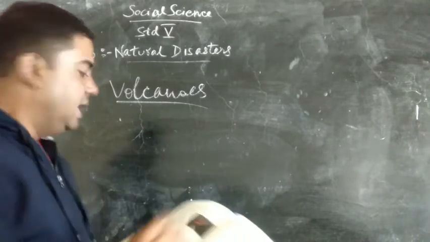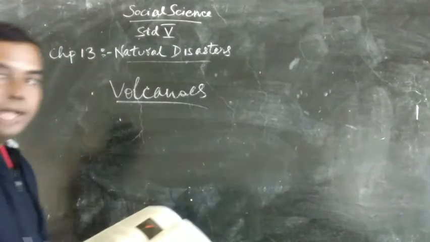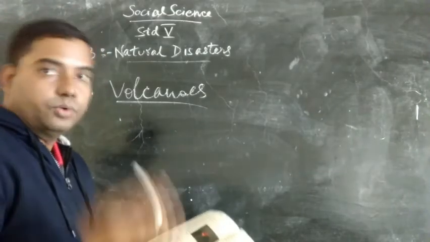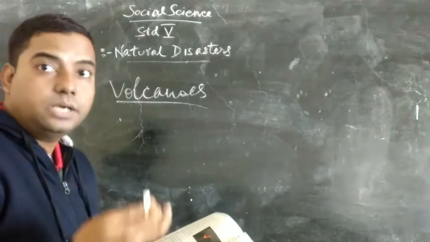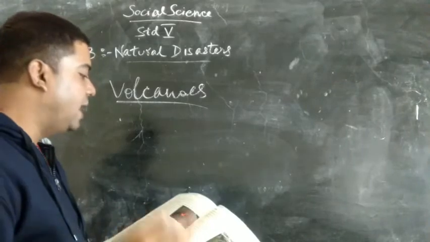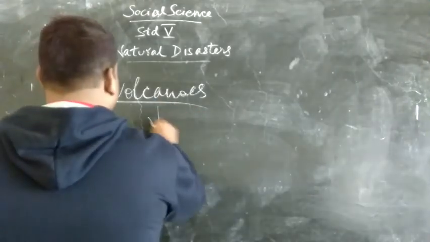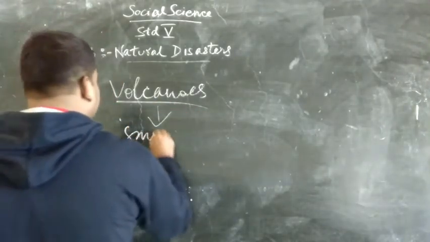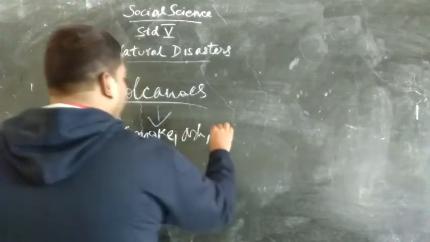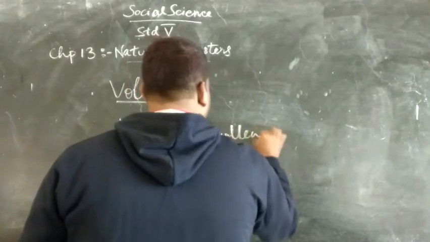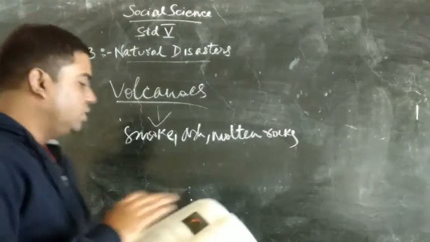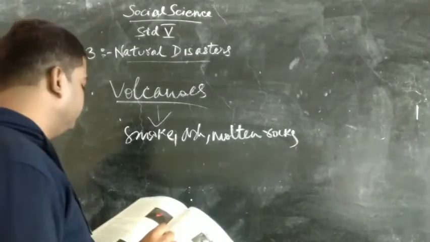So first of all, let's understand what is a volcano. Volcanoes are mountains which gush out in large quantity smoke, ash and molten rocks. Now, the mouth of a volcano is called a crater.